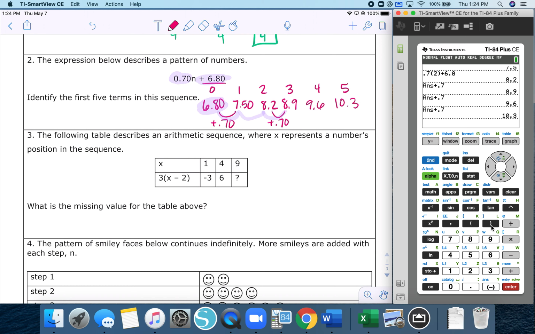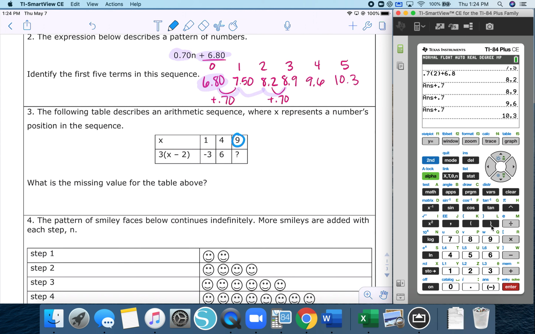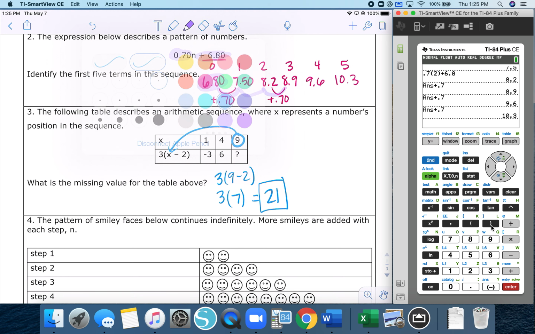Number 3, the following describes an arithmetic sequence where x is the number's position in the sequence. What is the missing value for the table above? I'm doing the same thing we did on number 1. I'm going to put 9 in for x and simplify. You can plug this into your calculator, or you can simplify piece by piece. 9 minus 2 is 7. 3 times 7 is 21. You could also put this in y equals and see the value when you go to 9 on the table. You could also rewrite it and put it into the calculator to simplify.